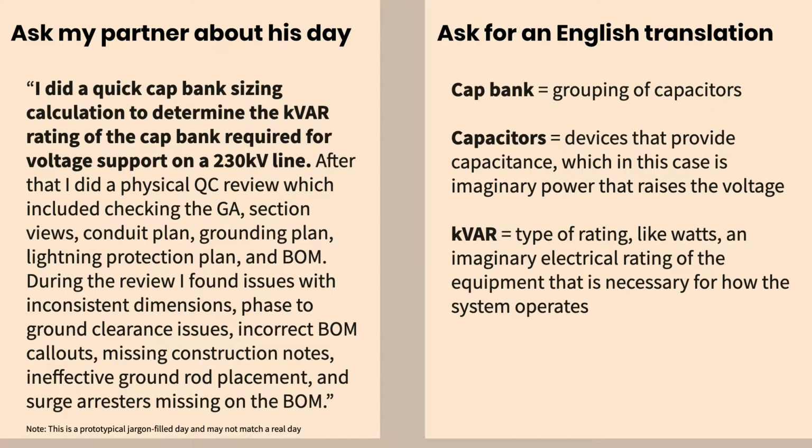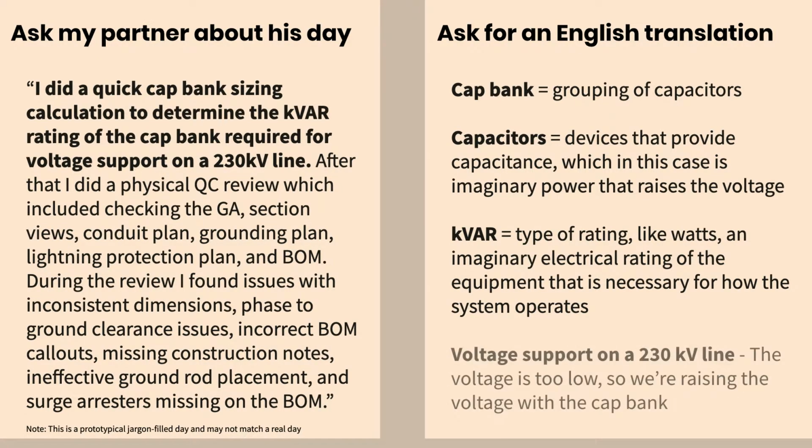A kVAR is a type of rating, like a watt. It's important for the system. And voltage support on a 230 kV line. The whole reason why we're doing this is that the voltage is too low, so we're raising it with this grouping of capacitors that provides imaginary power to the system, right?